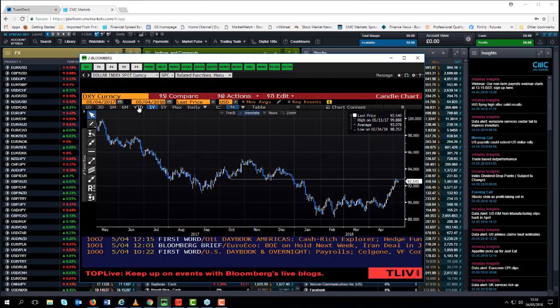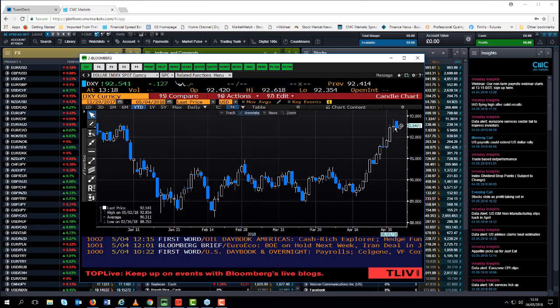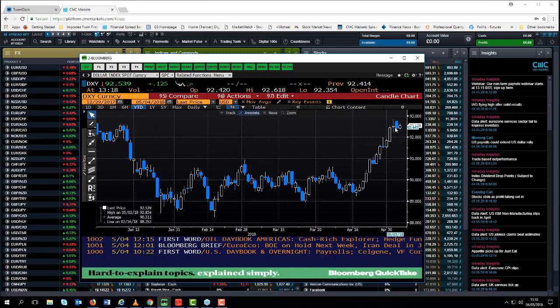Now, what's particularly interesting about this particular chart here is this candle here. We've seen a little bit of a reversal in the dollar at these particular levels. Does that suggest to me that the gains we've seen over the course of the past few sessions could be susceptible to a little bit of profit taking? Well, I would argue on the balance of probability that is quite likely. But ultimately, I think a lot will depend on the headline number.